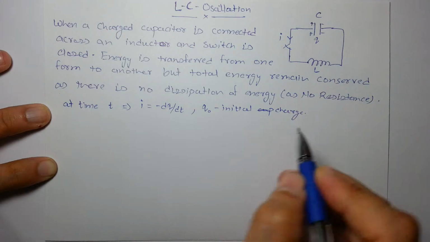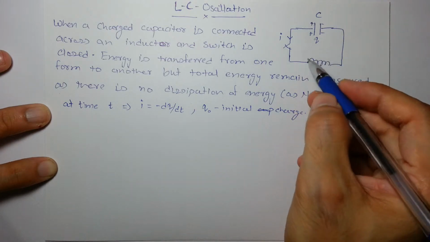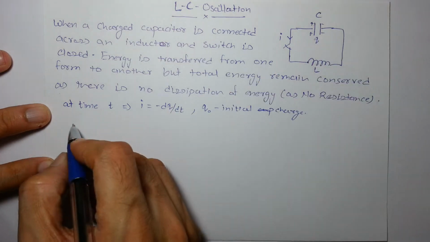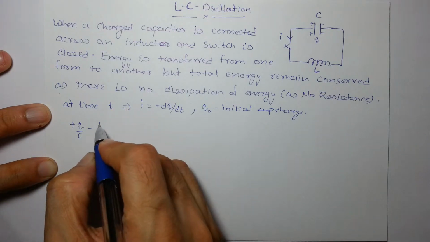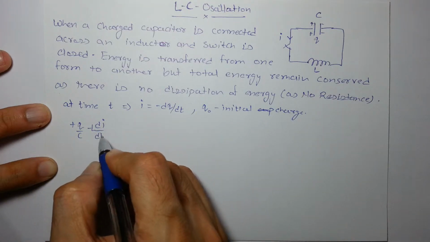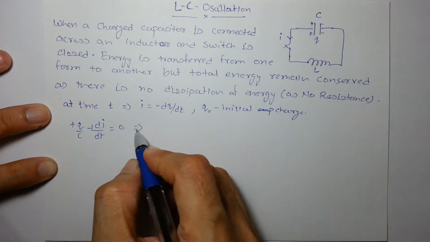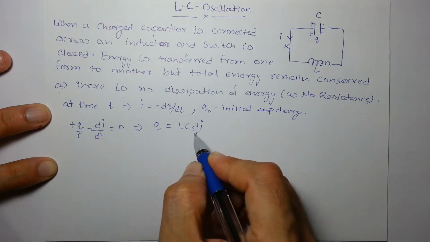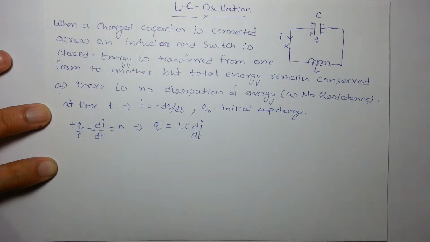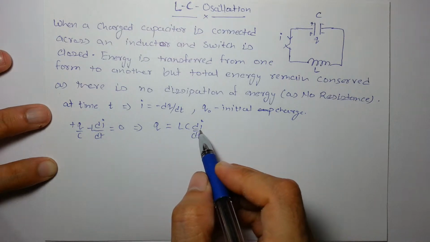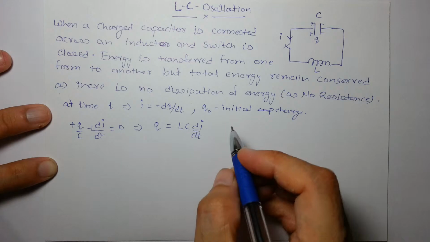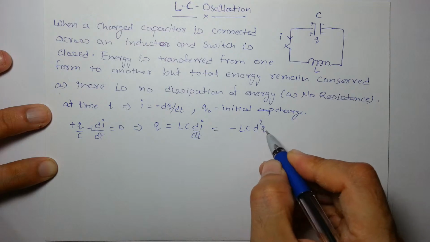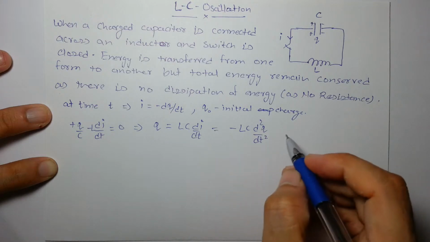Okay, so applying KVL, I can say q by C minus L di by dt is nothing but 0. So q is equal to LC di by dt. Again, on differentiating, or just putting the value of I as dq by dt, we can easily get minus LC d2q by dt square.